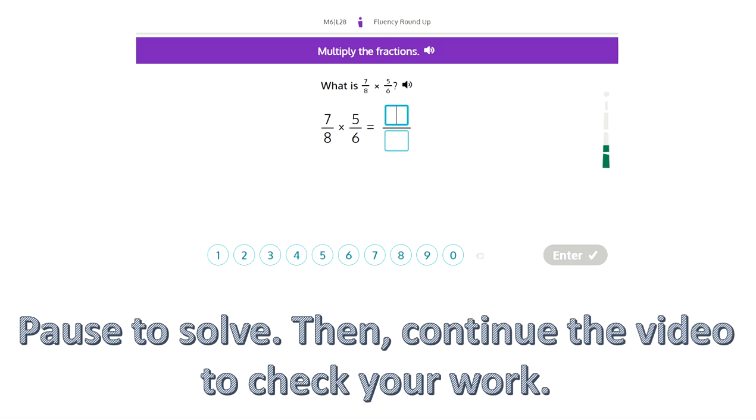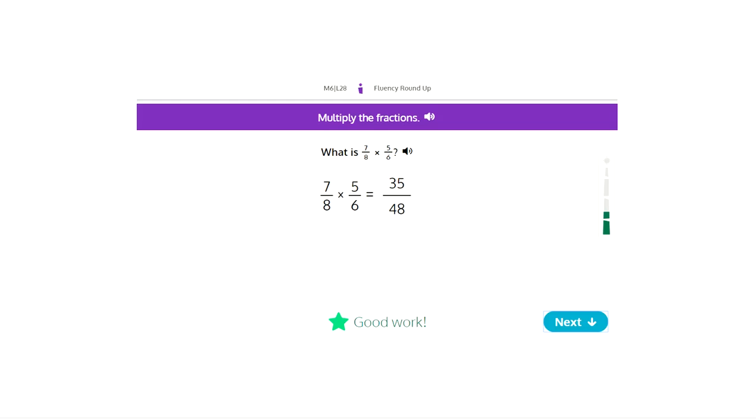Try these non-unit fractions. 7/8 times 5/6. The process doesn't change. Numerator times numerator, denominator times denominator. Pause to solve, then press play to check your work. Oh, I hope you got 35/48. Good job.